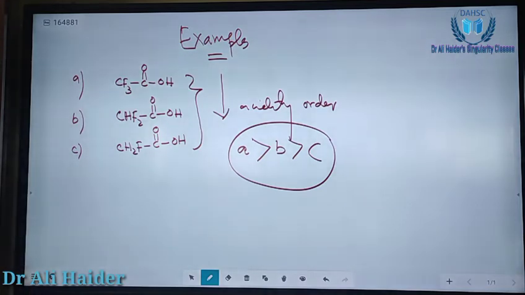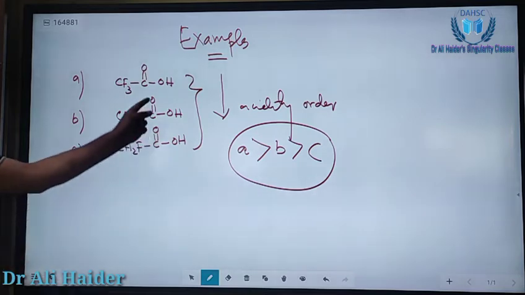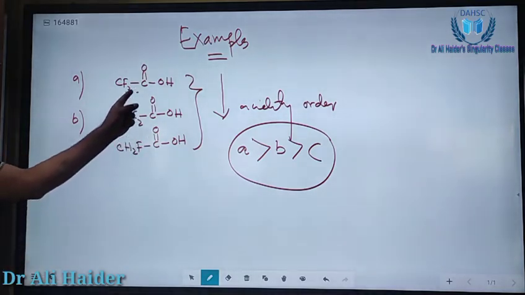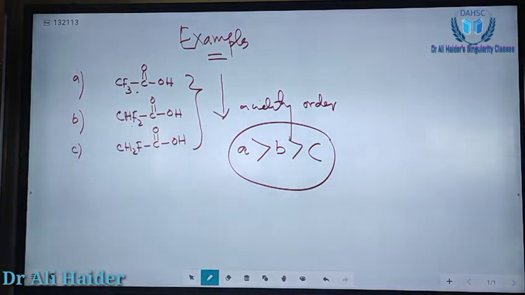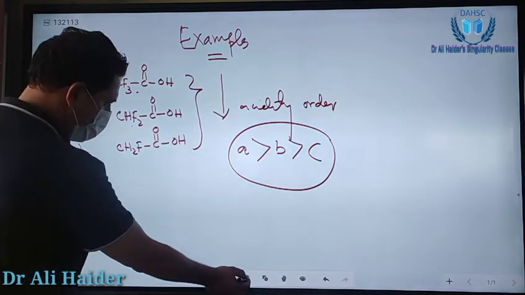So how are we explaining it? On the basis of the number of electron withdrawing groups. Here there is 1, here 3, here 2, here 1. You got it? This one example is very easy, right? Should I move ahead? Let me take one more example.